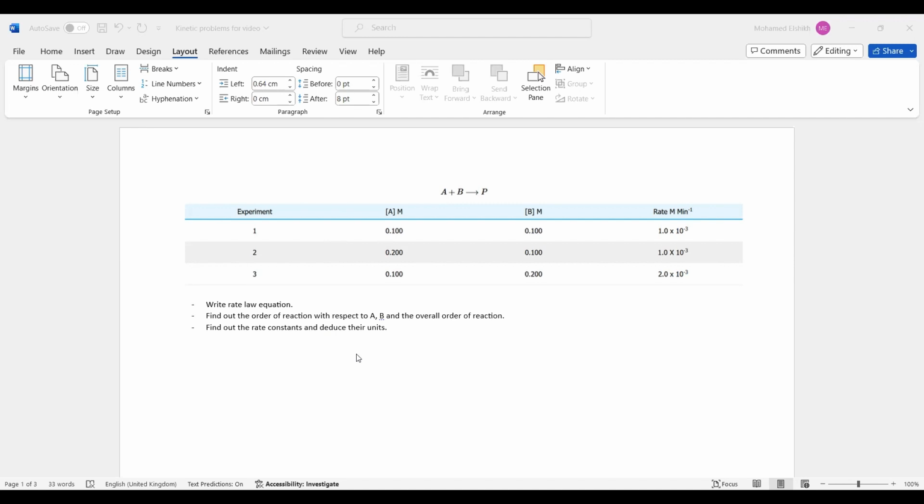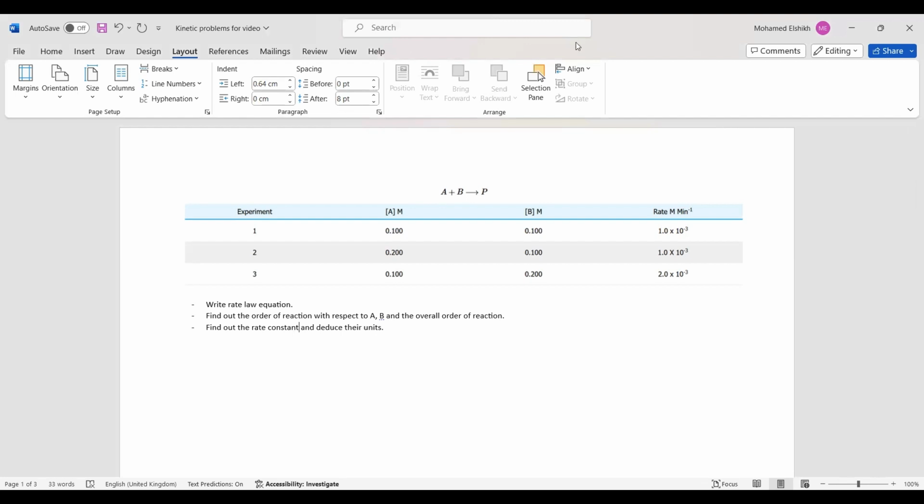In this problem, normally you are given different experiments of a certain reactant, and then you are asked to write the rate law equation, to find the order of reaction with respect to the reactants, and also to find out the rate constant and to deduce its units. Okay, now in this case, we will start with the first requirement.